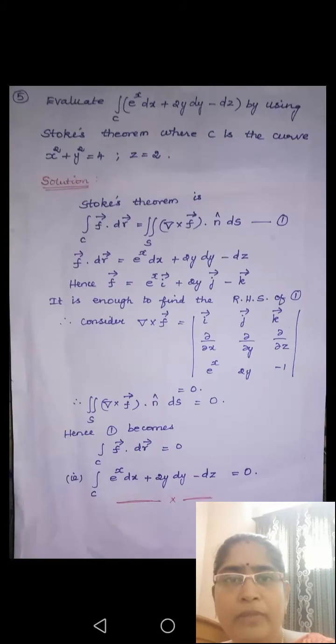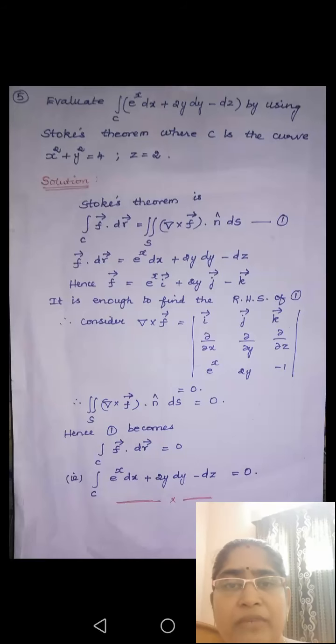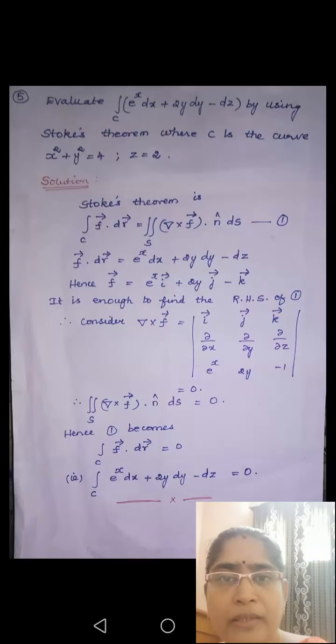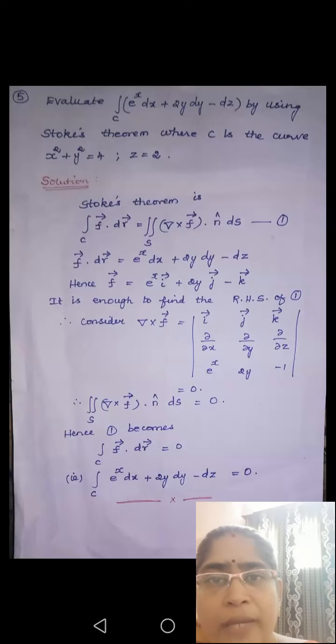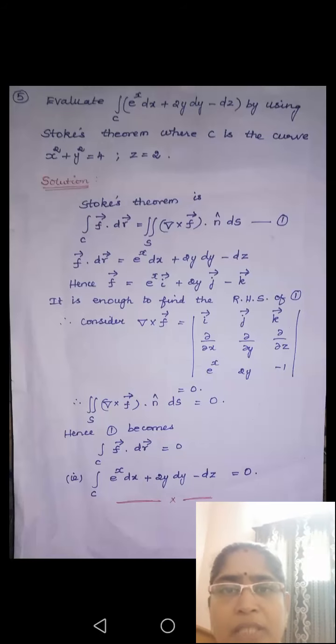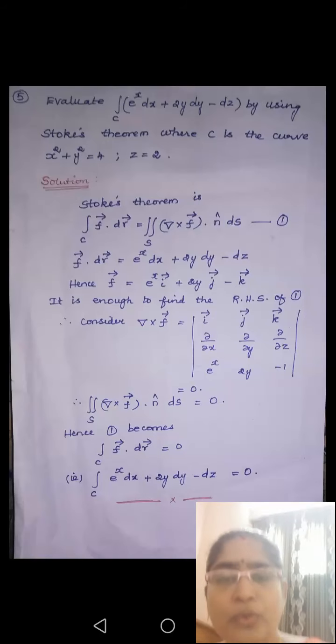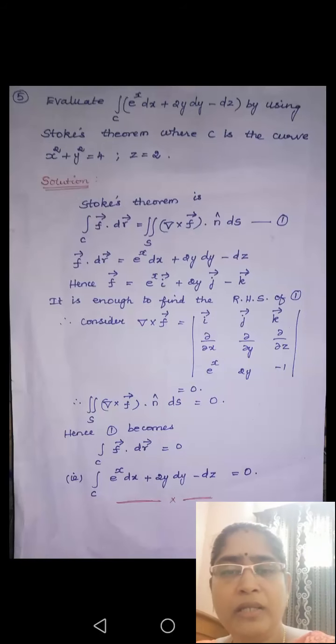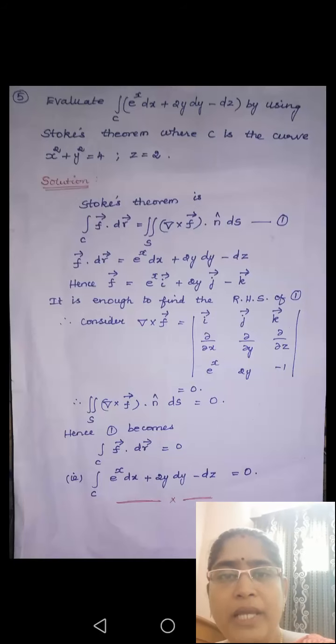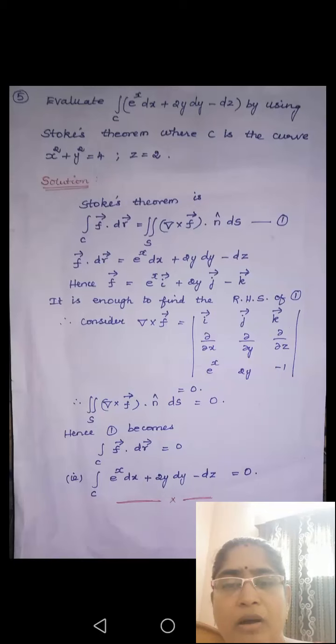Now coming to the next problem, evaluate integral over C e power x into dx plus 2y into dy minus dz by using Stokes' theorem, where C is the curve x square plus y square is equal to 4 and z is equal to 2. Now this problem is same as the previous problem. So use Stokes' theorem. So what is Stokes' theorem? Integral over C f vector dot dr vector is equal to double integral over S del cross f vector dot n cap into ds. Mark it as equation number 1.